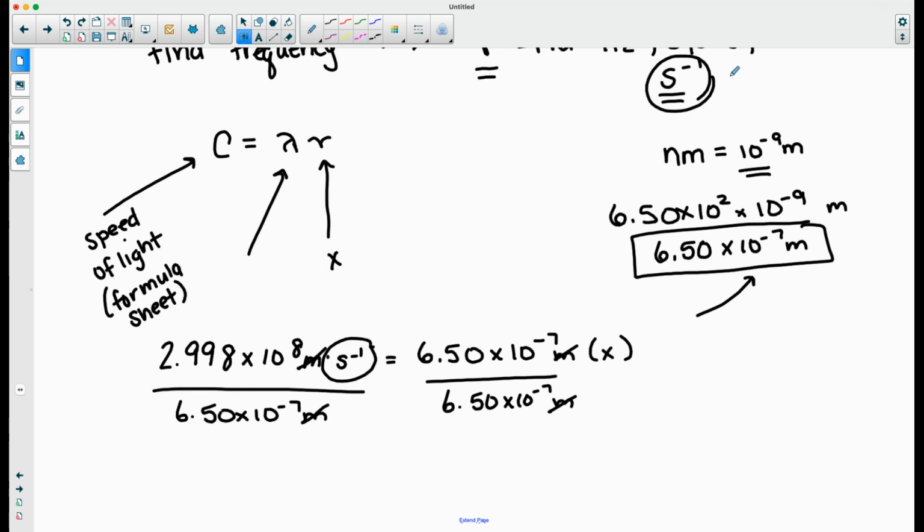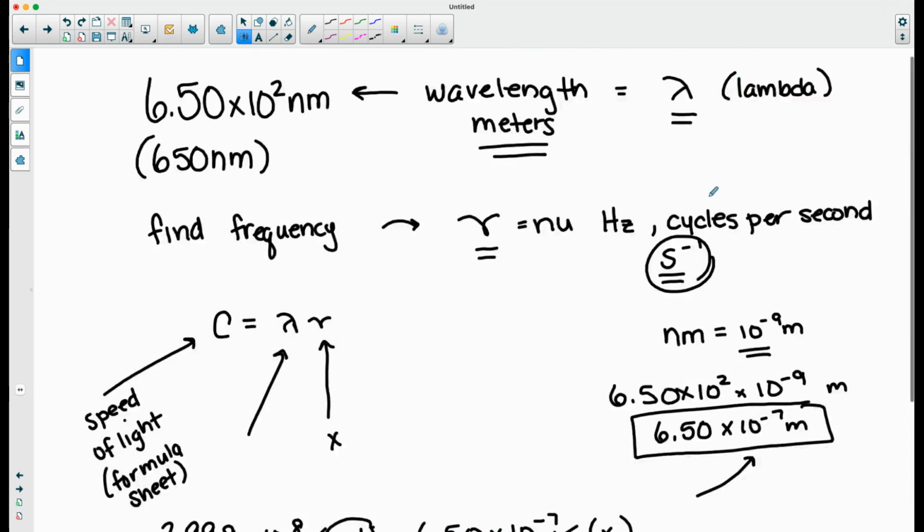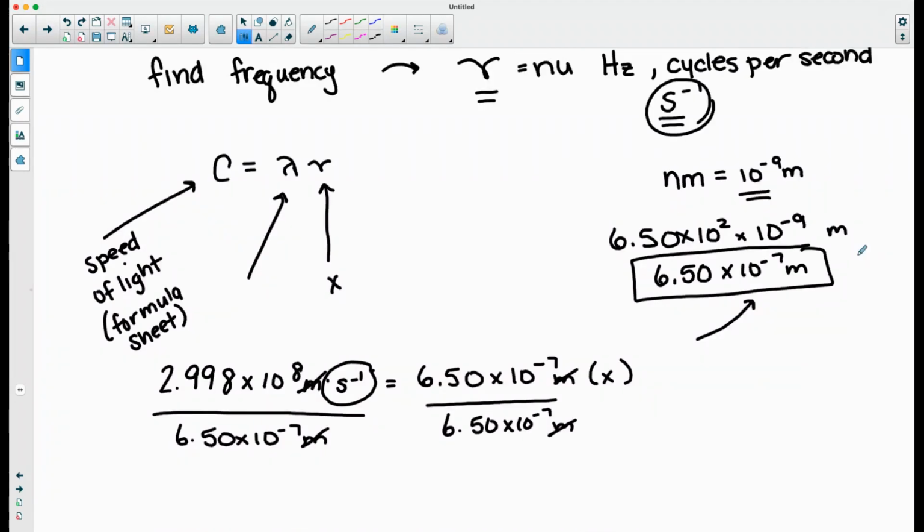So now I'm going to do this on my calculator, remembering that when I put in 2.998 times 10 to the 8th, I do 2.998, second, comma, 8. If you have your graphing calculator, if it's a scientific calculator, we are going to use something different.